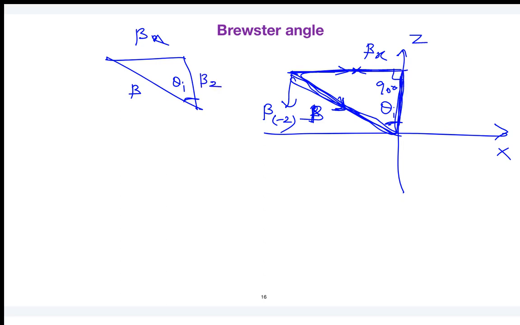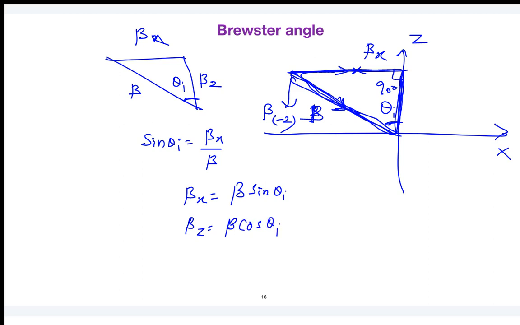Now you can apply the sine theta, right? Sine theta is equal to beta x divided by beta. So beta x can be resolved as the resultant times sine of theta. You got my point? Similarly, beta z can be written as the resultant times cosine of theta. Any other questions apart from this?